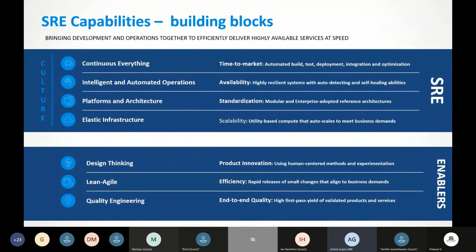meet the SRE objective. Elastic infrastructure, which means, how quickly can you scale, right? If you recall the system admin role that we talked about, one of the bottlenecks they had to face was that the procurement time was really high. Now, given hyper converged infrastructure, you can create VMs at the click of a button, over the cloud or on-prem. So these are, I would say, four important building blocks, but they are supported by enablers.